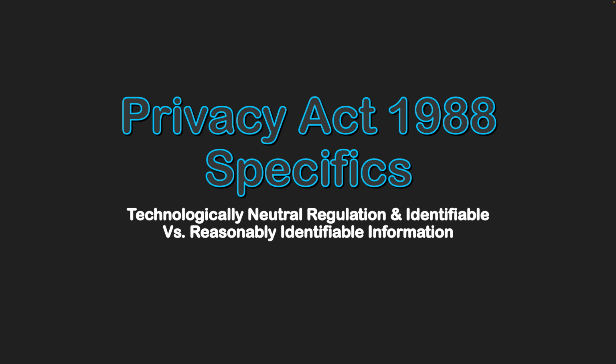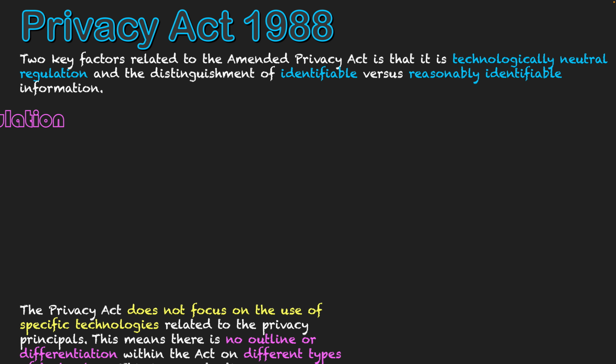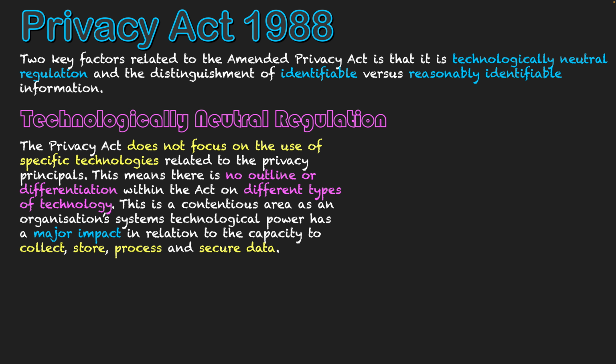Privacy Act 1988 specifics. There are two key factors related to the Amended Privacy Act that I want to go over in this video: technologically neutral regulation, and the distinction between identifiable versus reasonably identifiable information. So what we're going to look at first is technologically neutral regulation.